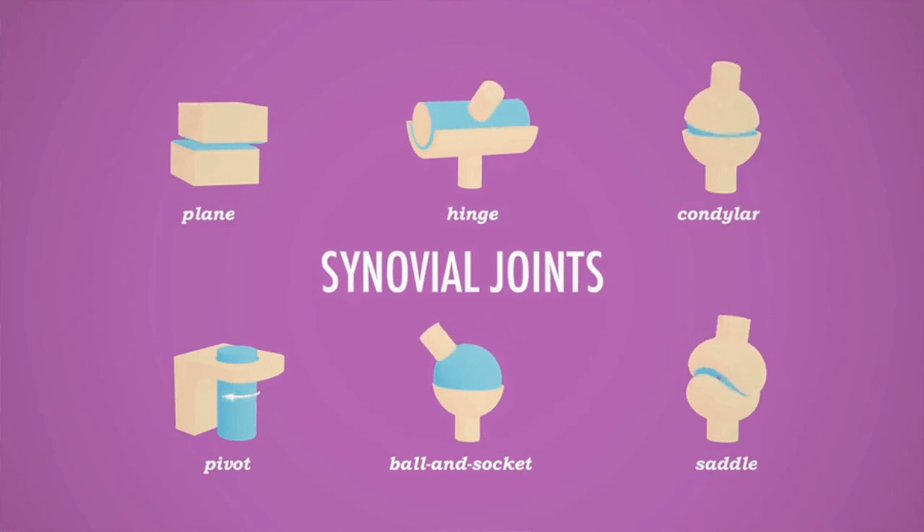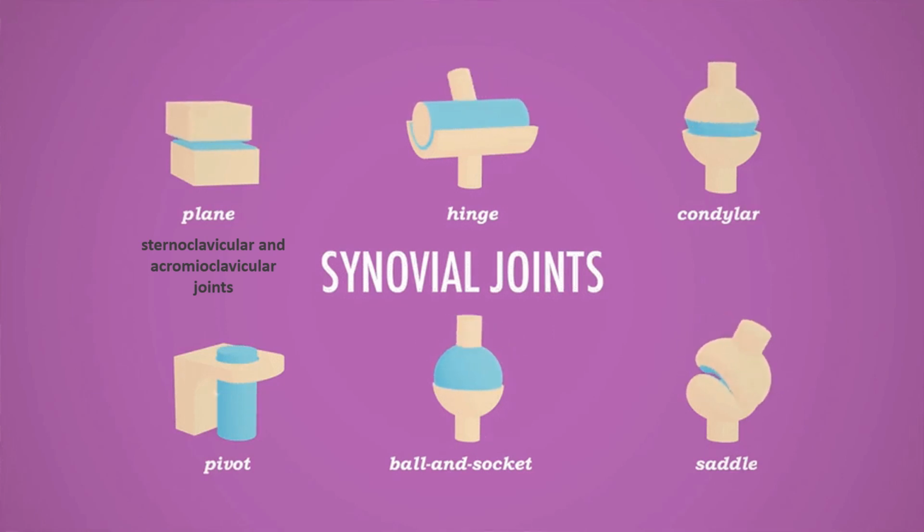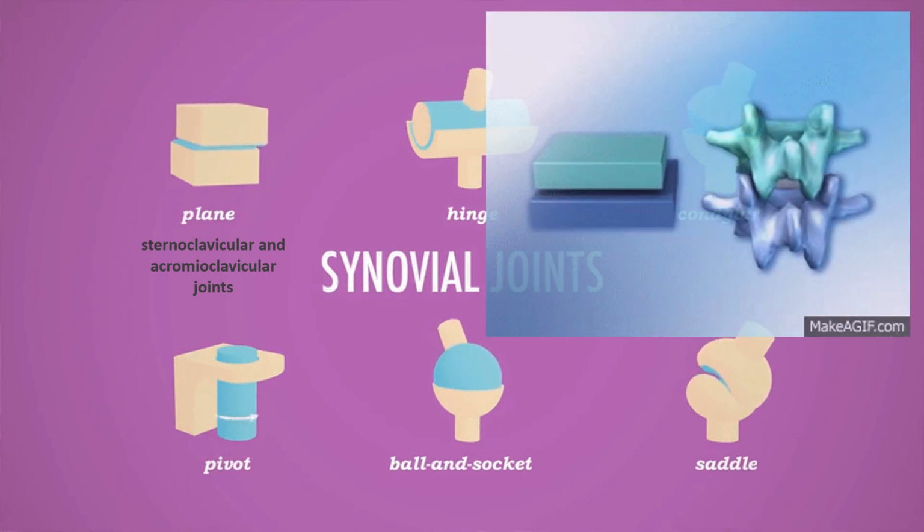This freely movable synovial joint comes in 6 different configurations that together allow you to do pretty much any movement your body can make. For the plain type of synovial joint, the opposed articular surfaces are flat or almost flat, and this permits the bones to slide on one another. An example would be the sternoclavicular and the acromioclavicular joints.